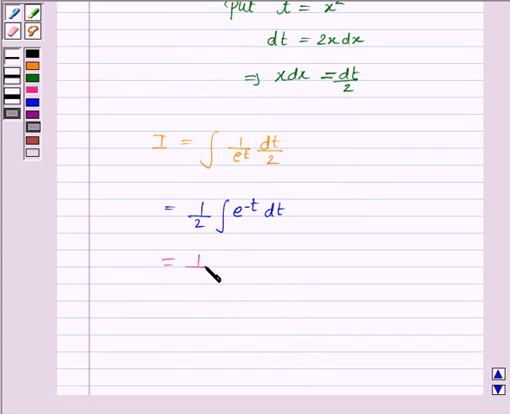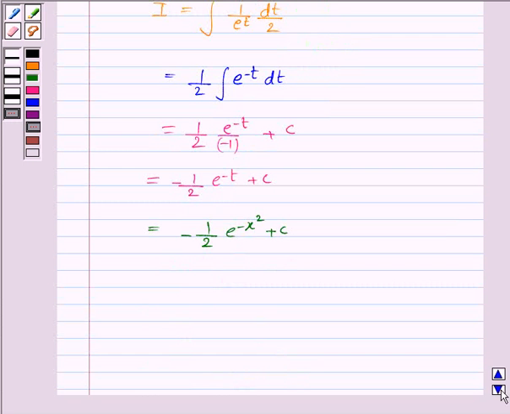Now, the value of the integral is e to the power minus t upon minus 1 plus c. So this is equal to minus 1 by 2 into e to the power minus t plus c, which is again equal to minus 1 by 2. Substituting the value of t, it becomes e to the power minus x square plus c, which is again equal to minus 1 by 2 into e to the power minus x square plus c.